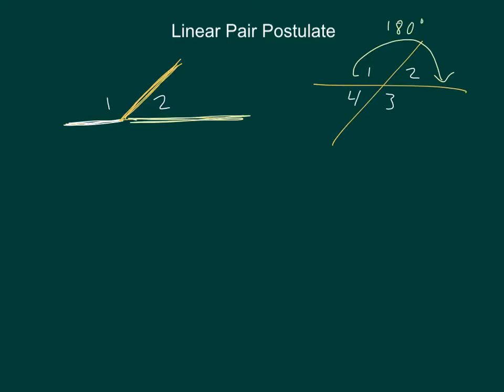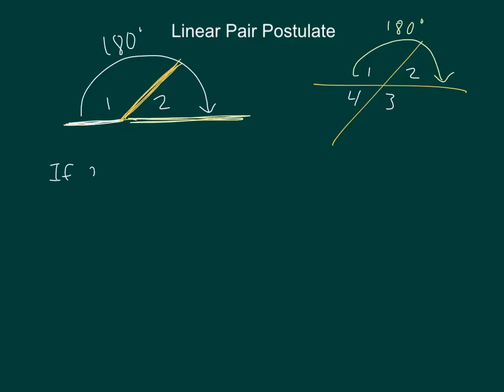Same thing here. Angles 1 and 2 have a sum of 180 degrees. And when angles have a sum of 180 degrees, we call those angles supplementary. So the linear pair postulate is the idea that if two angles form a linear pair, then they are supplementary. So let's write that down.